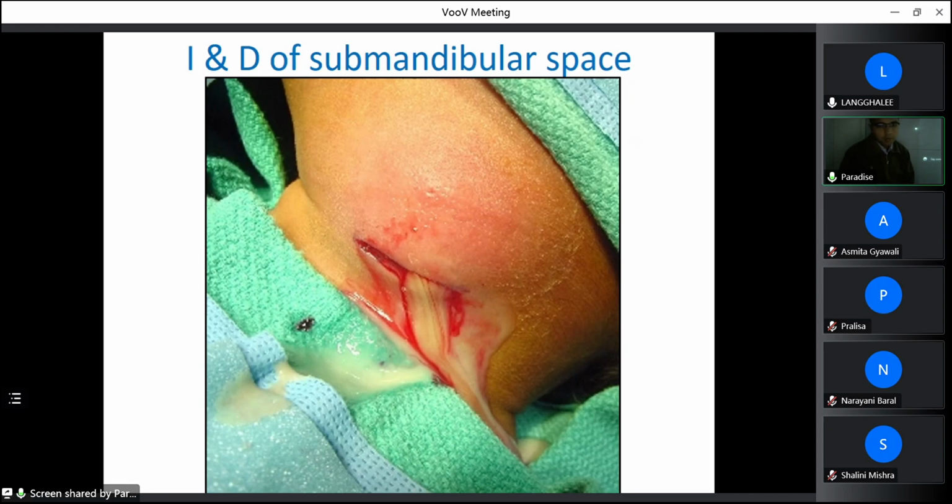So you have to send the pus for culture and sensitivity before starting the antibiotic. After that, either you may place a drain or you can use a sterile gauze piece. It's always better to use a sterile gauze piece. You have to place it over the infected area, then remove it twice a day or at least once a day, so that you remove the infected part, and again change the dressing.